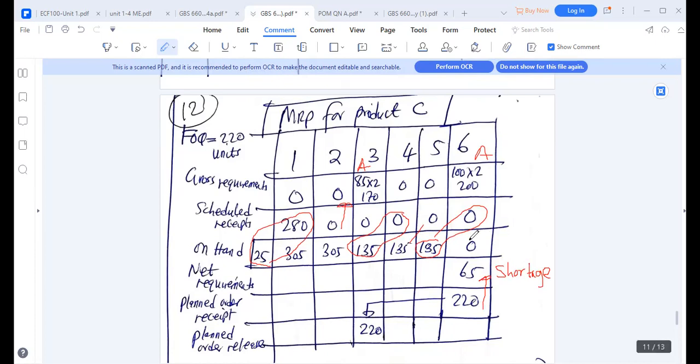We're supposed to have the 155 here. So we put the 155 on that one. Meaning that for us to have a receipt of 220 here in week 6, we're supposed to have the release in week 3, because the lead time is 3 weeks. So this 220 was supposed to be released in week 3. So this is what is going on.